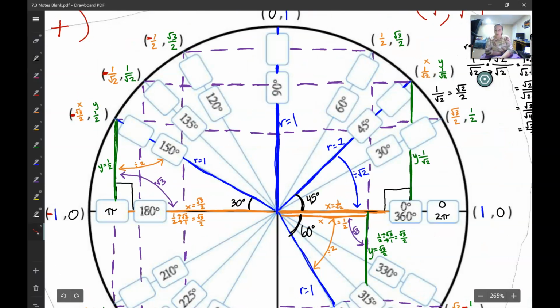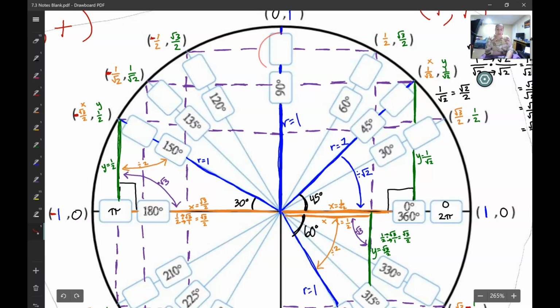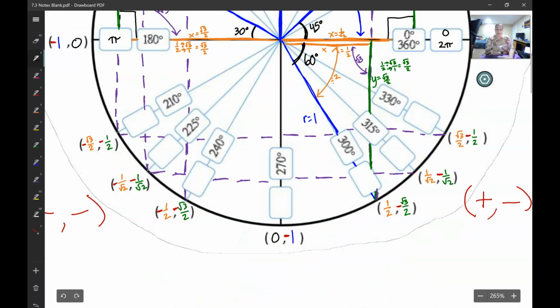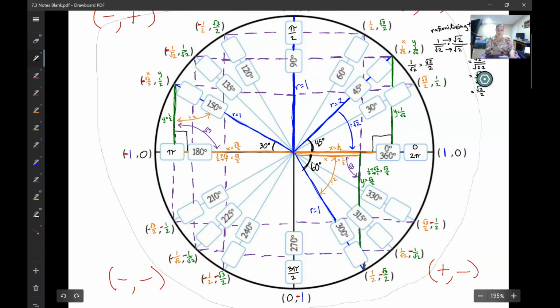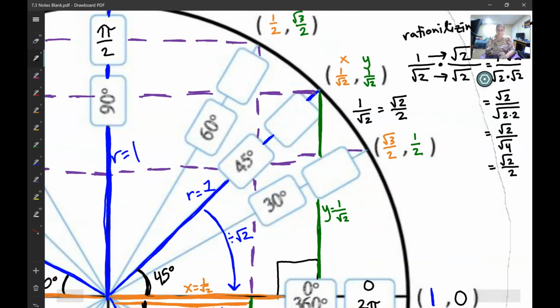Now, if this is 0 radians and this is pi radians, then halfway between 0 and 1 whole pi is going to be 1/2 pi, or pi halves, because that's halfway between 0 and 1 whole. I can do the same thing down here. Halfway between 1 whole and 2 wholes is going to be 3/2 pi, or 3 pi halves. So those are the most basic ones. Now let's go in and fill in the rest.